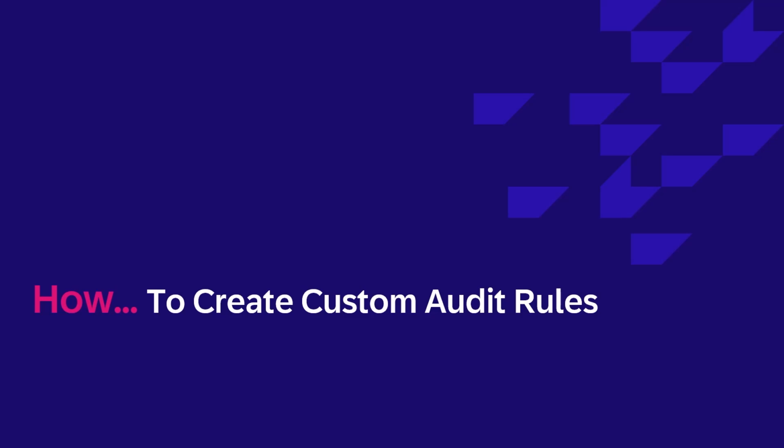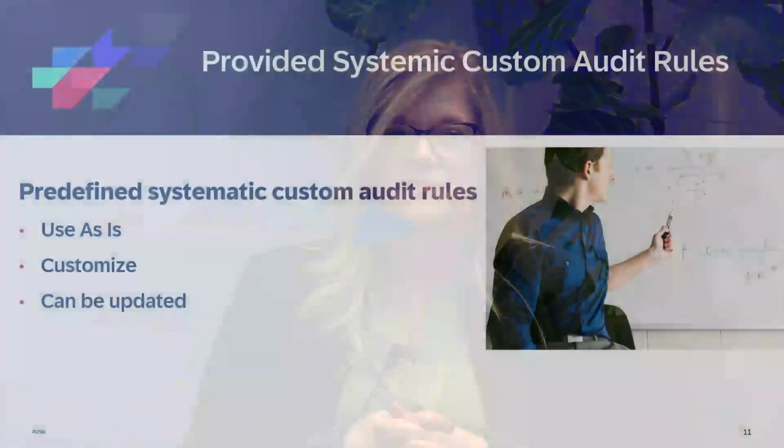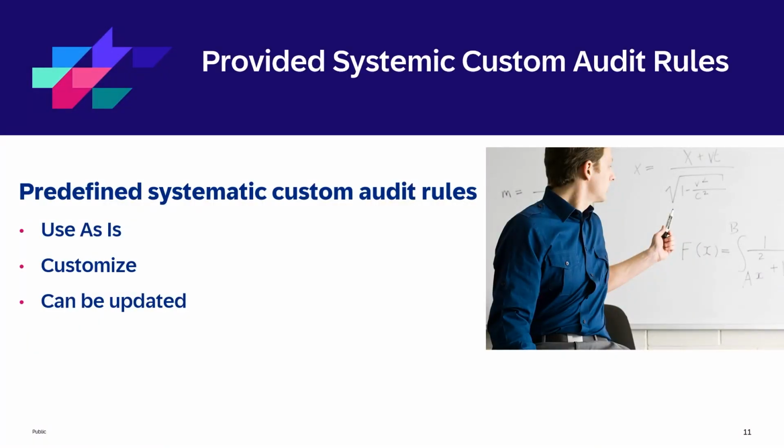So how do you create custom audit rules? Like any good equation, there are some steps that need to be completed, which we're going to be showing you throughout our presentation today. To start with, we'd like you to know there are 39 systemic audit rules that are pre-configured within the system at this time. These can be used as is right out of the box, or you can customize them to fit your policy or your needs.